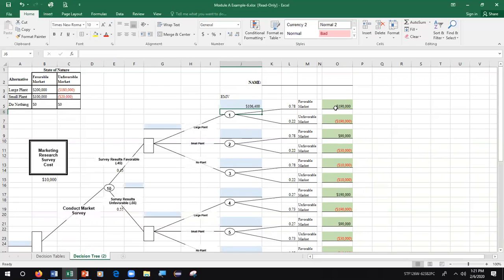So for each, the 0.78 times 190, 0.22 times 190, minus 190, then I get 106,400 in that top EMV. I'm going to go ahead and do this again because I did it backwards. Doesn't matter, but I just want to make sure it's the same before I copy it. Times 90 plus, open parentheses, 2.22 times minus 30 is going to give me 63.6.